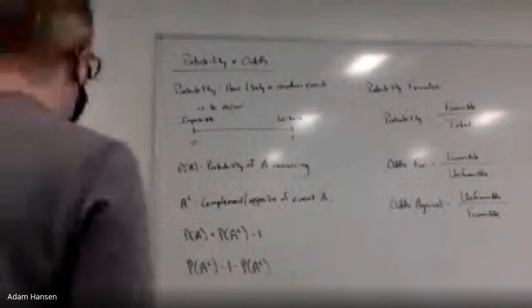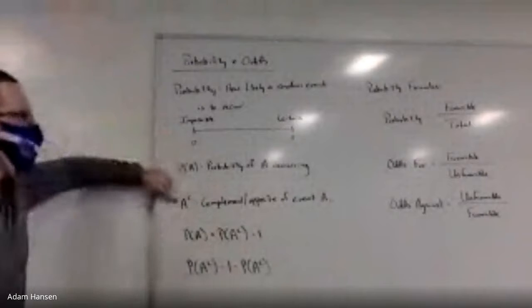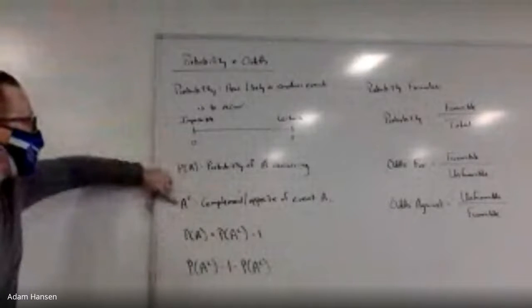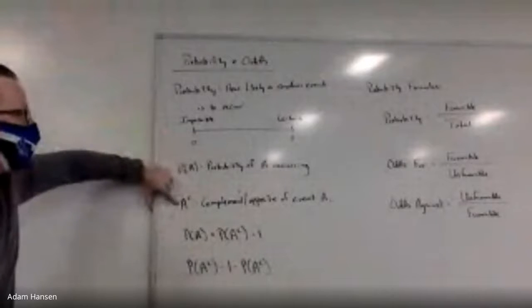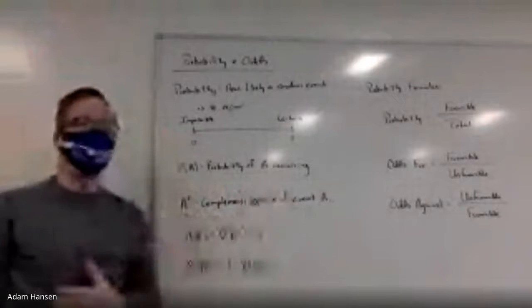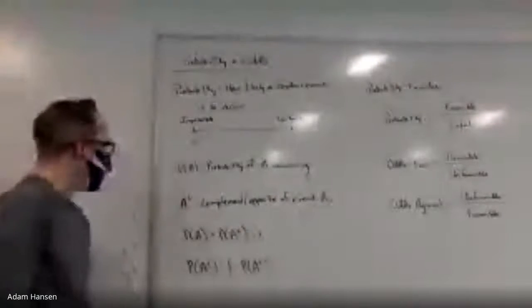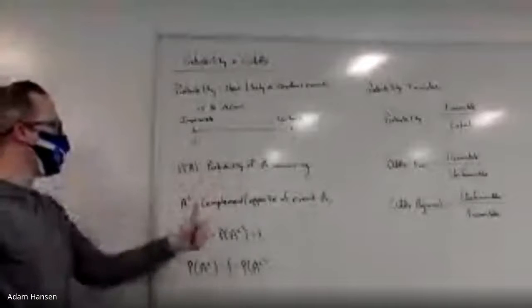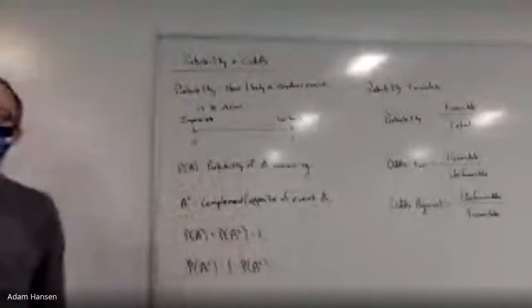If we know what event A is, we could describe its opposite or complement by using this notation, A^C. This is read out loud as A complement. It is the complement or opposite of a given event A. So if I describe event A as it will snow, what is the complement or opposite of it will snow? It will not snow. Event A is some given random event. A complement is its exact opposite. Wonderful.